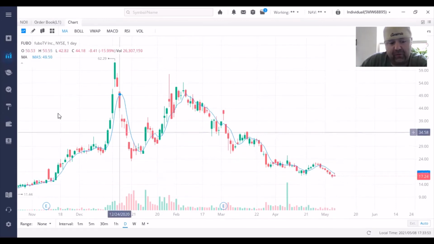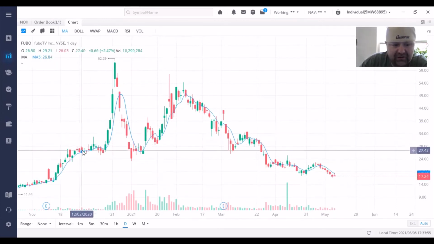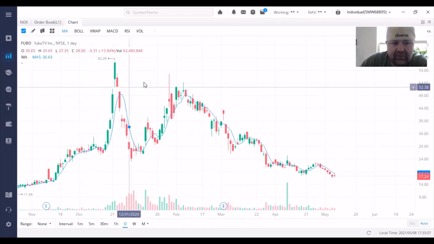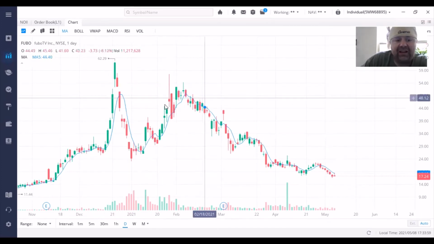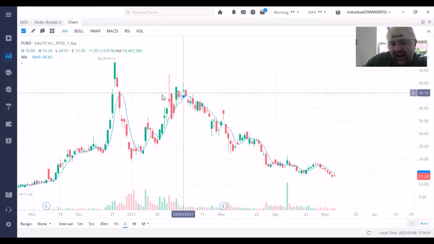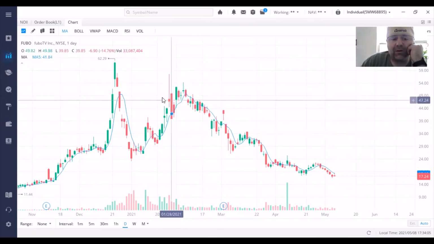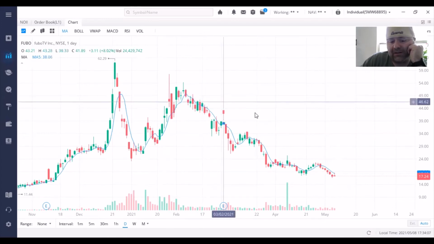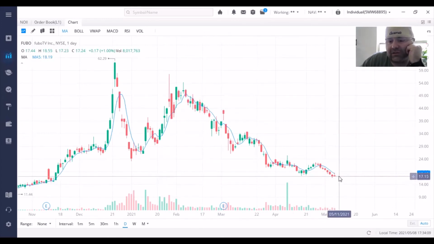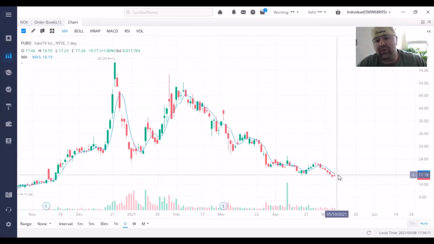Now, I had this before. I had it here in the 20s, and I rode this up to about the 50s, and I got out. And then it started doing its thing. And I was thinking about getting back in, but I didn't. So thank goodness I didn't, because I would have been holding a big bag up here. But down here, I'm considering getting in and riding this thing back up when the market recovers.